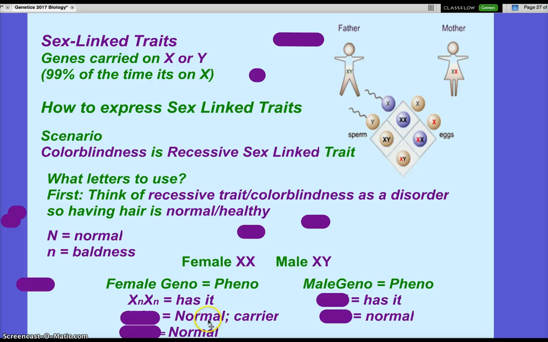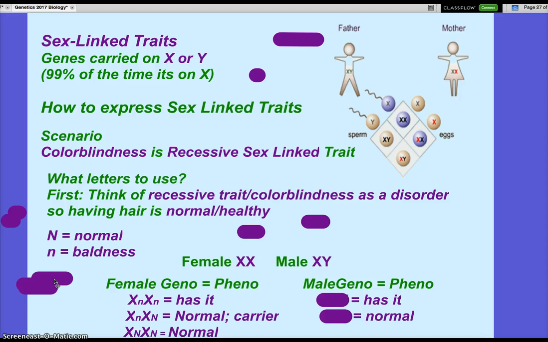What about a female that carries it but doesn't have it? We have uppercase X, uppercase N, but then you have to have a lowercase n too. So you carry the trait, but you don't show it because the dominant trait always masks the recessive. Okay? How about a normal female? Uppercase X, uppercase N, uppercase X, uppercase N. Perfect.